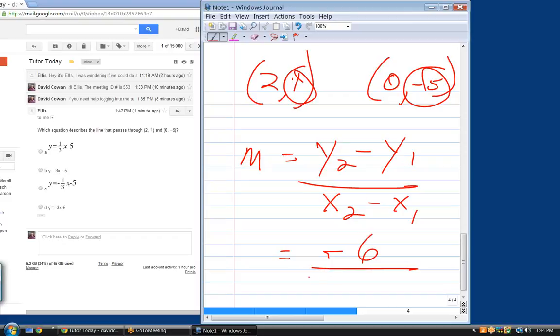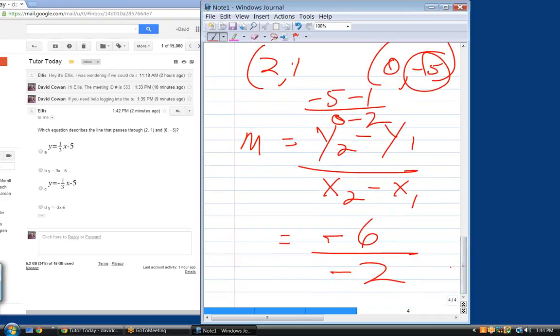2. -2. You have to do it in the same direction. In other words, you cannot do -5 minus 1 divided by 2 minus 0. That's going in opposite directions of one another. If I'm going to do -5 minus 1, then I've got to do 0 minus 2. That gives you -2 in the denominator. And the sign is more important than the number. If you don't get the sign right, you're not getting the problem right.